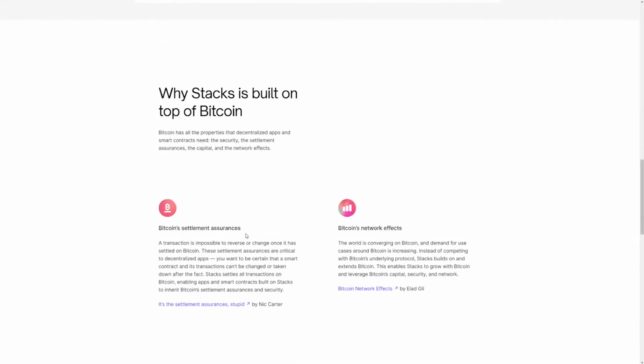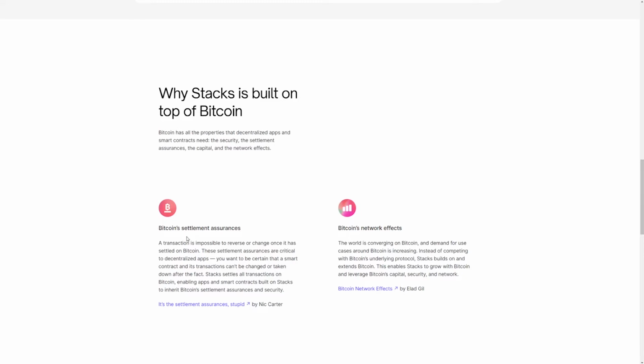They also explain why it is built on top of Bitcoin. It's because Bitcoin has all the properties that decentralized apps and smart contracts need. So it's already there, the security, the settlement assurances, the capital and the network effects. So the point with the capital is quite important because, as you know, Bitcoin is now hovering around the 1 trillion market cap, so there is plenty, the most of any coin on the market.